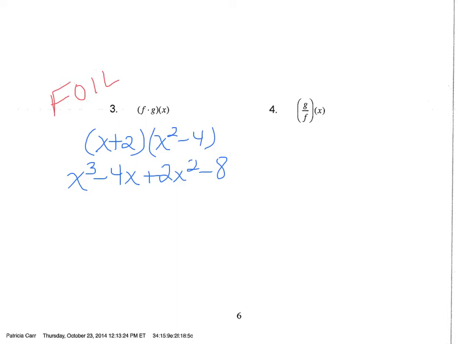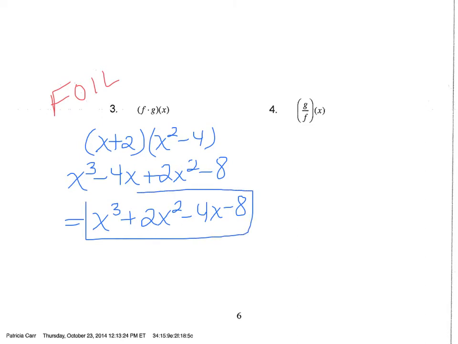All right, I'm going to see if I have any like terms to combine. Let's see here. I have x cubed plus 2x squared minus 4x minus 8. I actually didn't have any like terms to combine, but what I did is rewrote it in descending order of exponents. So the largest exponent comes first, because that's how you would see it in any problem on the exam for multiple choice. So that's my final answer.